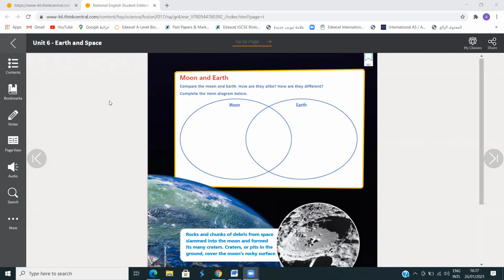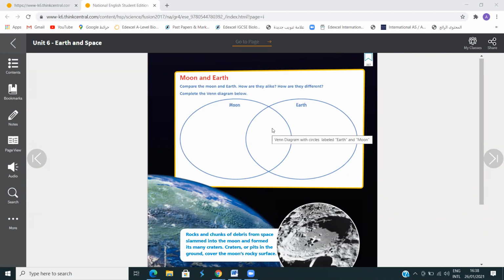Okay, my students. Hamoud al-Bazai, what do you think? What do both of them, moon and the earth, have? Both have, for example, mountains and plains. They have rocks. But the difference is that the moon revolves around the earth. The moon is smaller than earth. The moon does not have water.